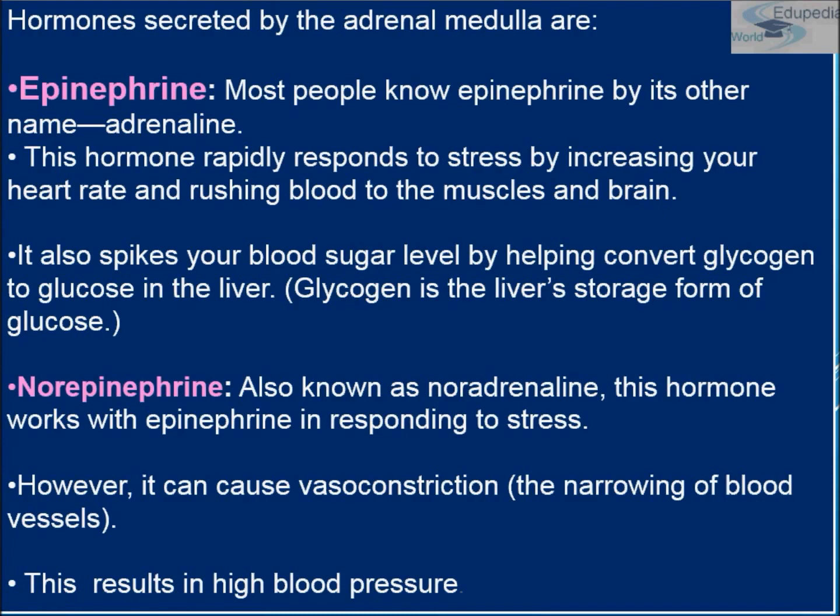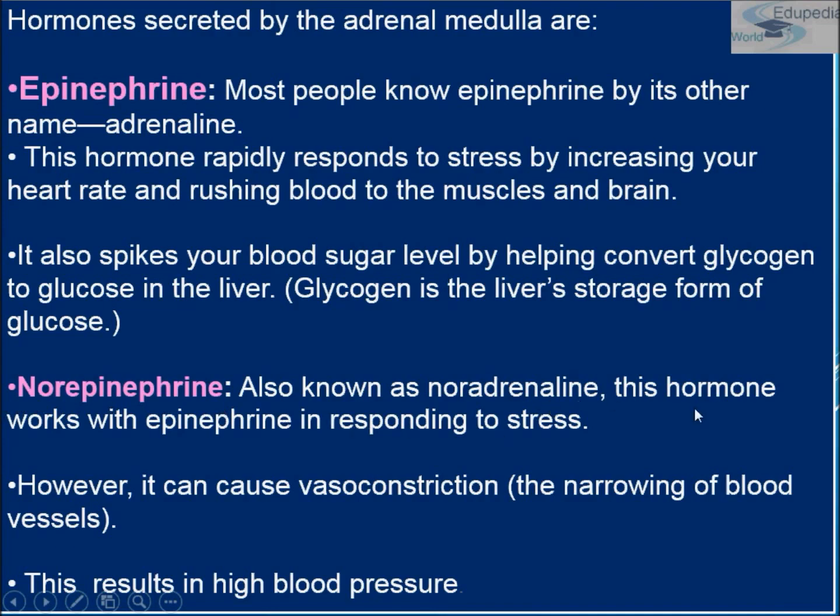Okay? It also spikes your blood sugar level by helping convert glycogen, which is a reserve glucose stock, into glucose in the liver. See, I have written here that glycogen is the liver storage form of glucose. Okay. Now, the second is norepinephrine. It is also known as noradrenaline.